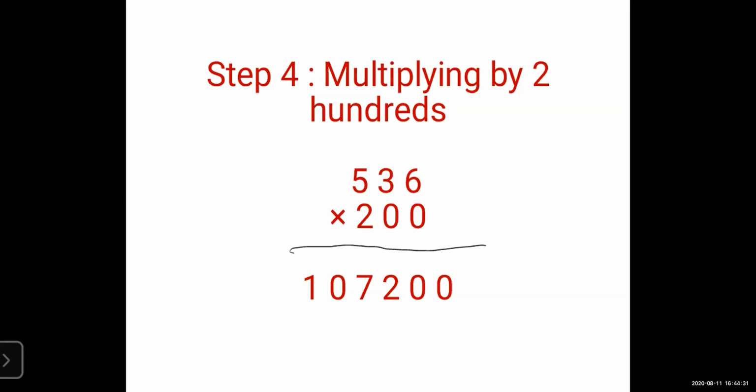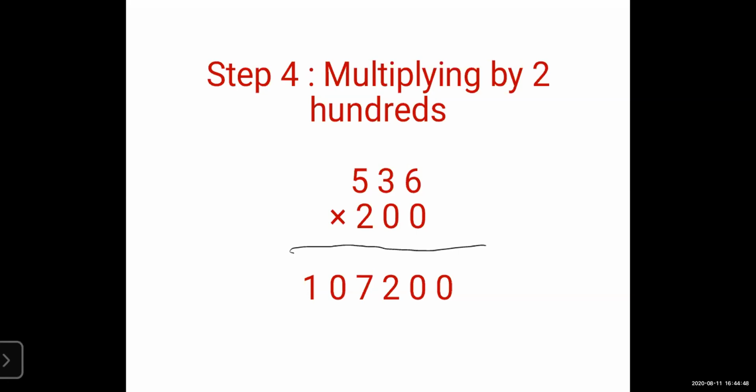Sorry, 2 6s are 12. 12's 2, 1 goes to carry. 2 3s are 6, 6 plus 1 is 7. And 2 5s are 10. You will get here 1,07,200 after multiplying the 2 hundreds. Okay, that is step 4.